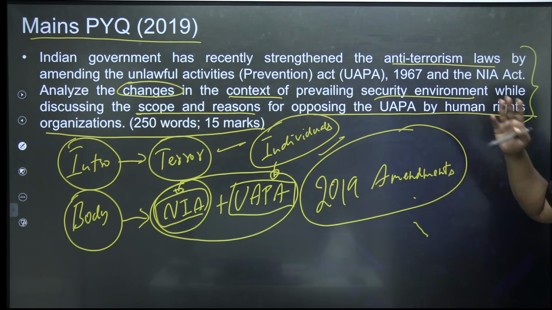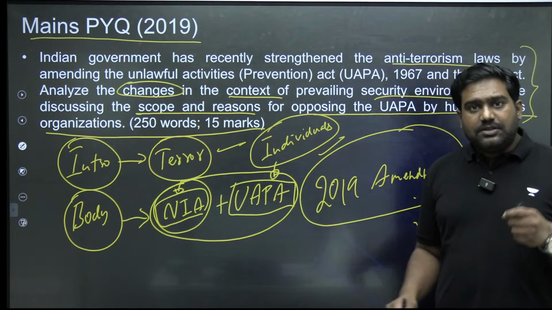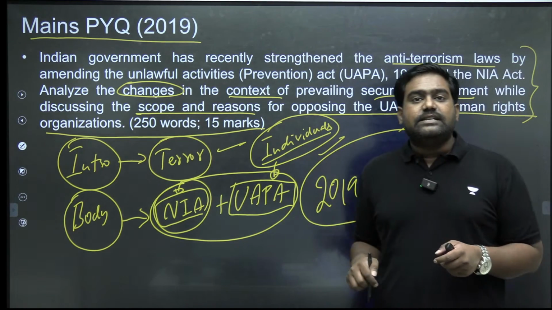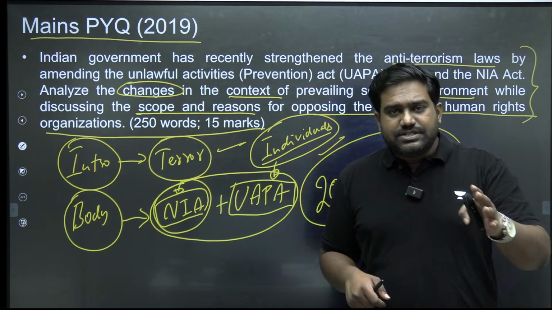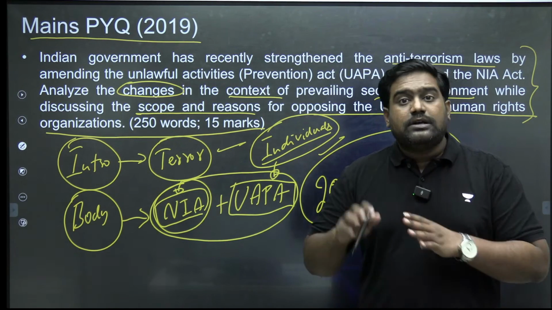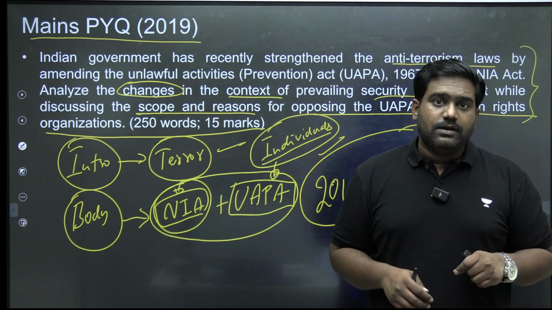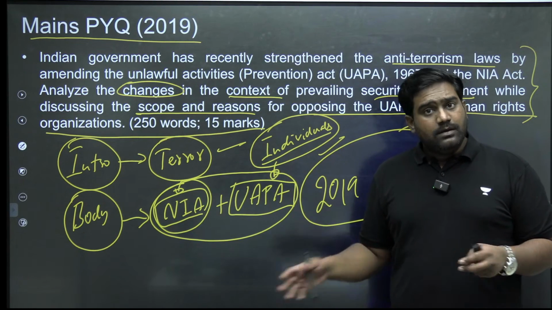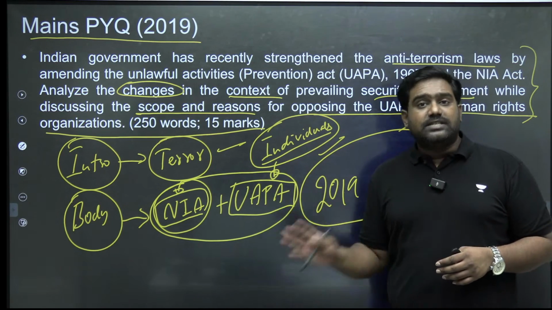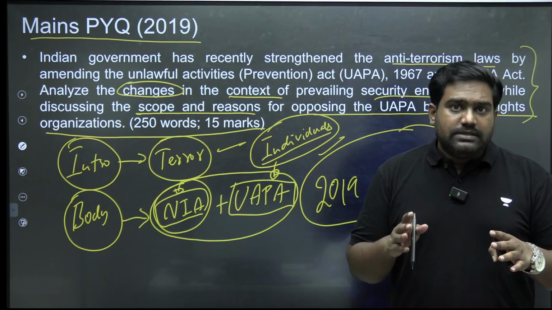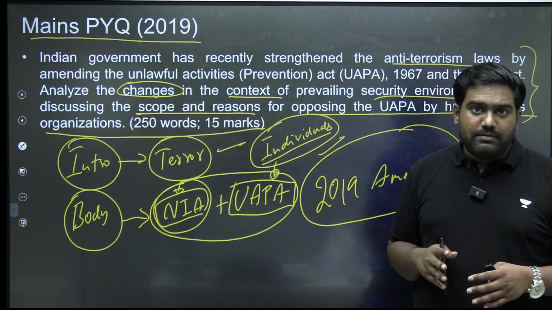Discuss the scope and reasons for opposing UAPA by human rights organizations. Why did human rights organizations have a problem with the change? The concern was, if individuals can be designated as terrorists, then what if the government misuses the provision and targets activists, opposition leaders, journalists who are critical of the government? Anyone who's dissenting against the government, writing against the government, leading protests against the government. If they are labeled as terrorists under UAPA, that could lead to violation of human rights and fundamental rights. This was a concern, and it also triggered a controversy in the parliament. Opposition parties strongly opposed the amendment in 2019. Is that clear? So that is the reason why there was concern regarding the 2019 amendments.